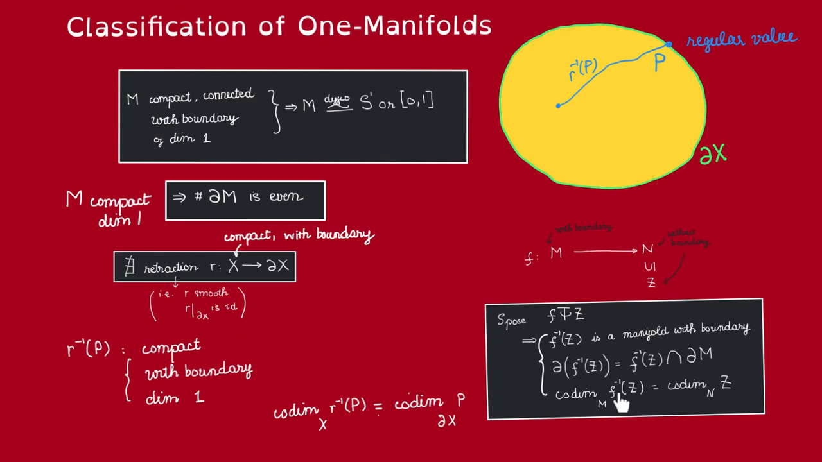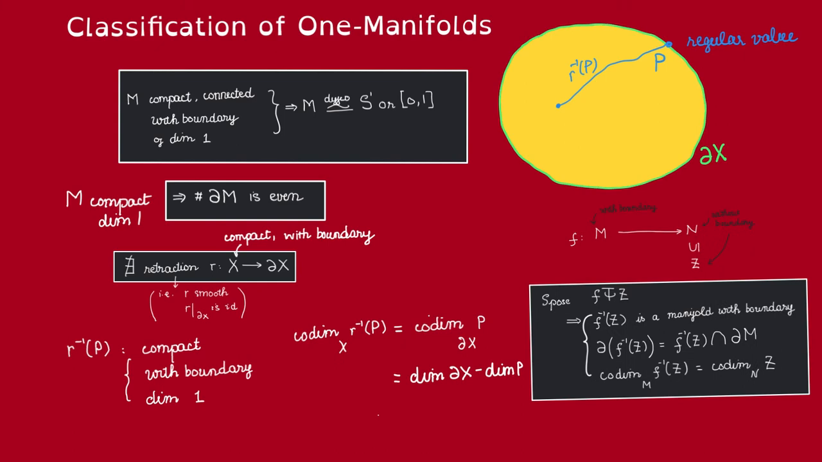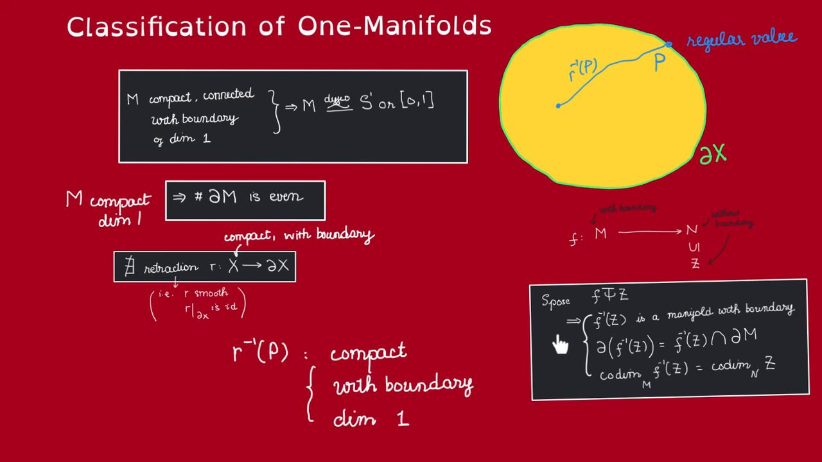In particular, this last statement here means that the codimension of this preimage inside X is equal to the codimension of P in this boundary. But the dimension of P is just 0, so this codimension is really just equal to the dimension of the boundary, and that's just equal to the dimension of X minus 1. So if the codimension of this preimage is equal to the dimension of X minus 1, then that means that the dimension of the preimage itself must be 1. So from this we see that this preimage must be a compact manifold with boundary of dimension 1.